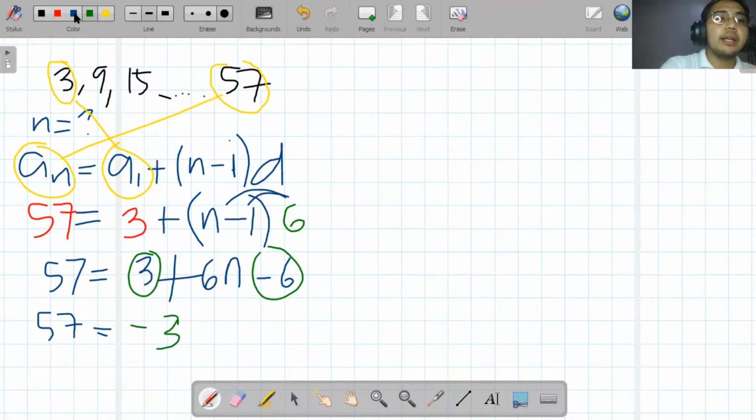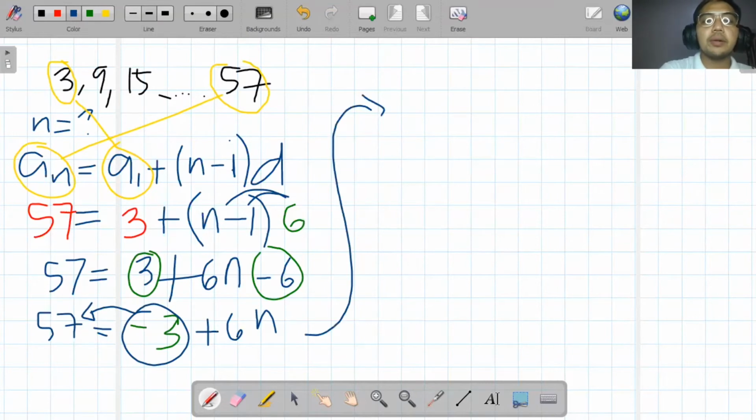Negative 3. And then plus 6n. And then transpose to the other side. So that would be 57. I'm just going to continue here.